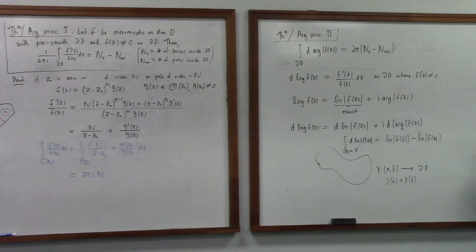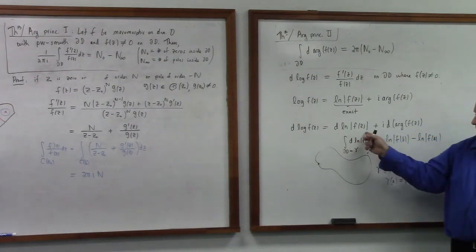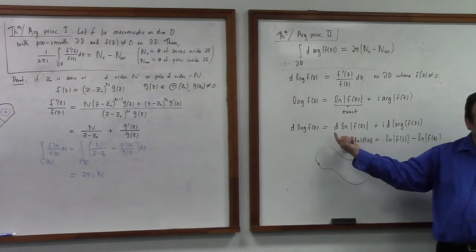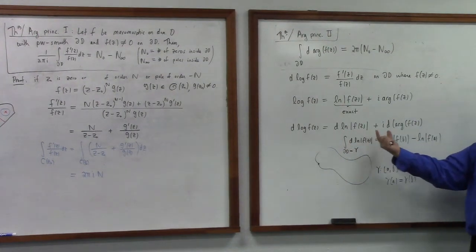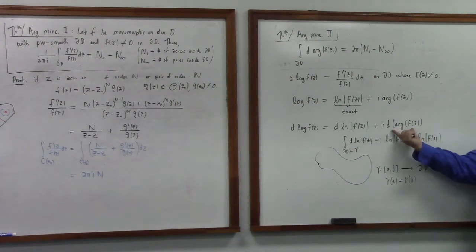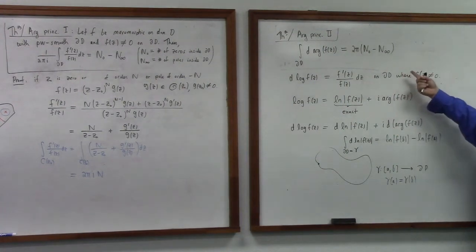It's fussy. But that's good news because that's what argument principle 2 comes from. While the logarithmic integral is the integral of the differential of the log, the piece that's the natural log dies out when we integrate around the closed loop. And all we're left with is i times the differential of the argument, right? Which then gives us argument principle number 2.